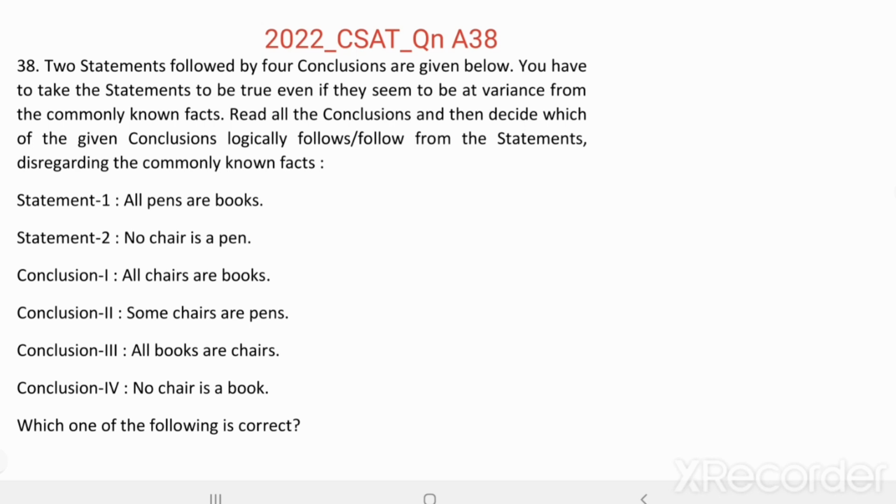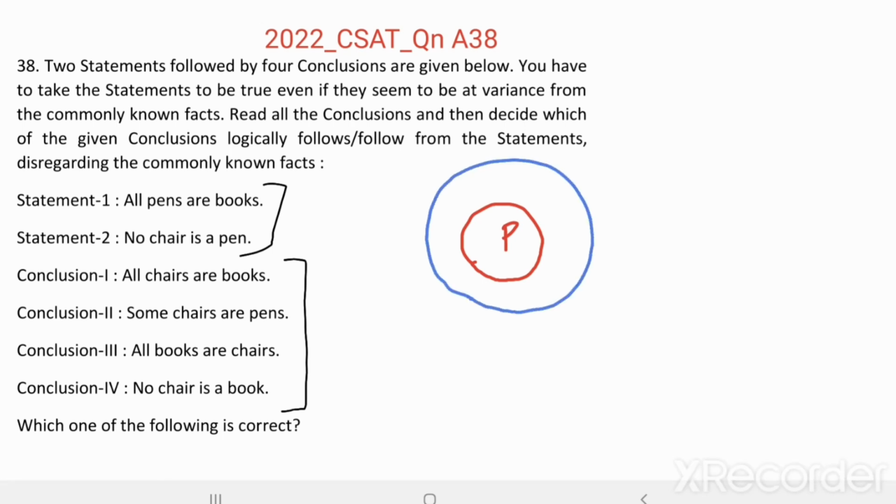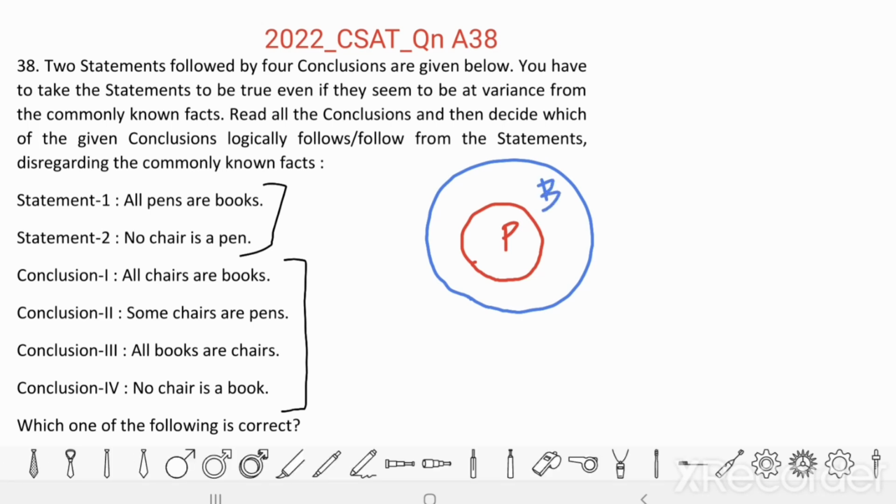Here we have 2 statements and 4 conclusions. Based on these 2 statements, we need to check which all conclusions are correct. So statement 1. This we can solve by drawing Venn diagrams. Statement 1. All pens are books. Suppose this circle indicating all pens and this blue circle indicating all books. Then all pens are books.